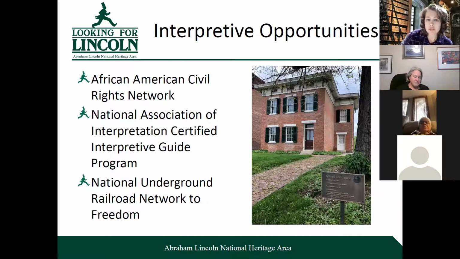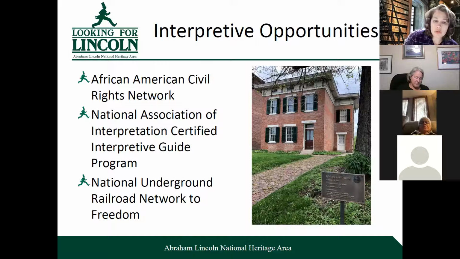We have the National Association of Interpretation, which has a certified interpretive guide program. Over the last several years, there have been several interpretive workshops that people could have taken advantage of pre-COVID, and those are things that we try to promote. The National Association of Interpretation also has several other resources available, not just interpretive guides, to help communities and sites with developing interpretation. So that is something that we promote as well.